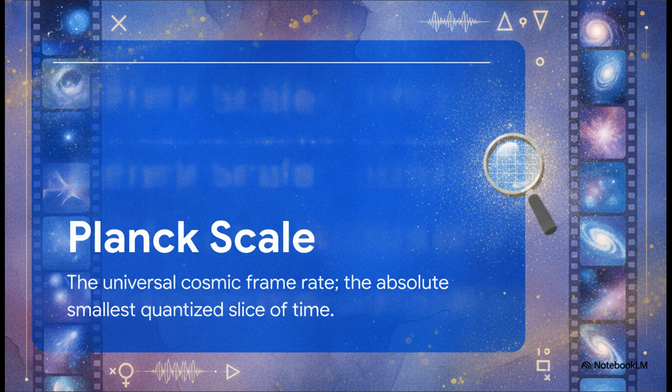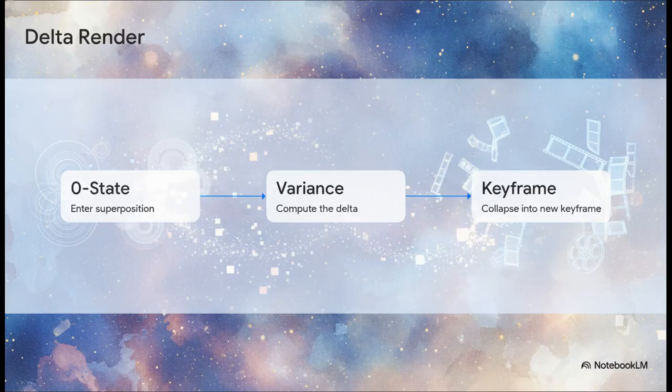So time isn't this continuous sweep we think it is. It's actually composed of these instantaneous frames just snapping into existence, one right after the other. Let's move to the next part and see how this builds, because computing the entire cosmos from scratch every single Planck tick? No way. That would require completely impossible amounts of energy.